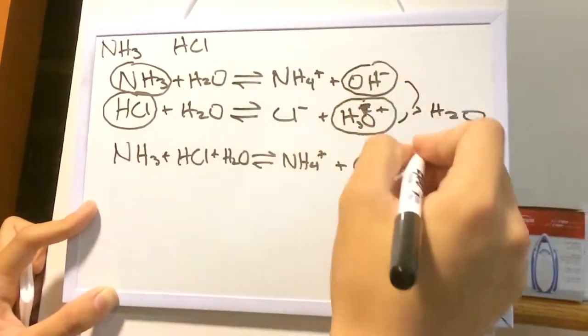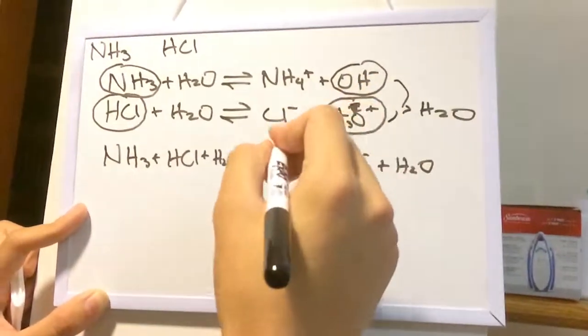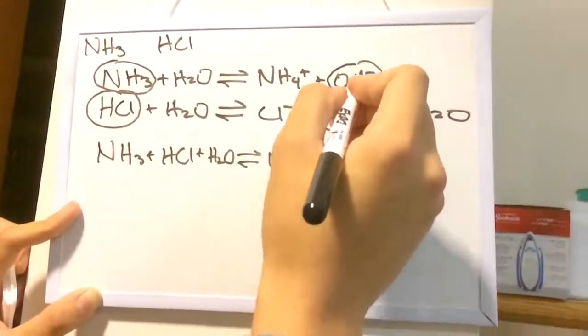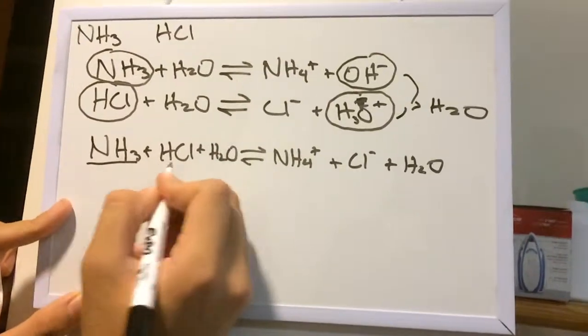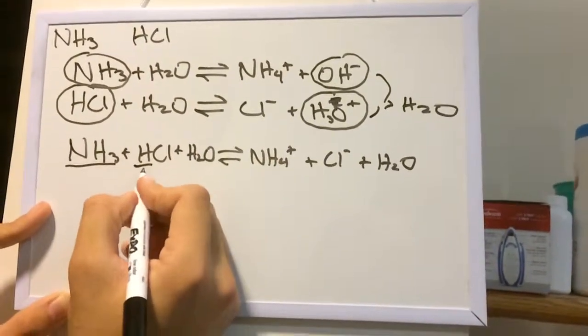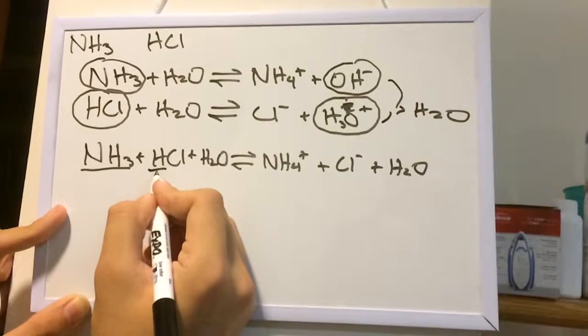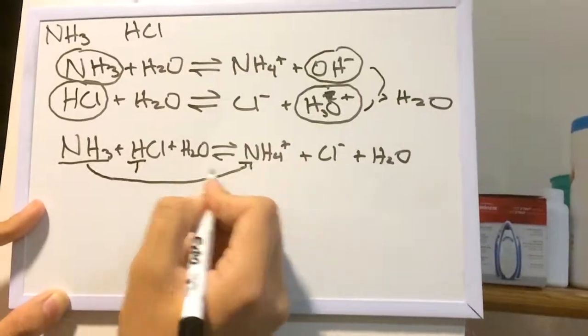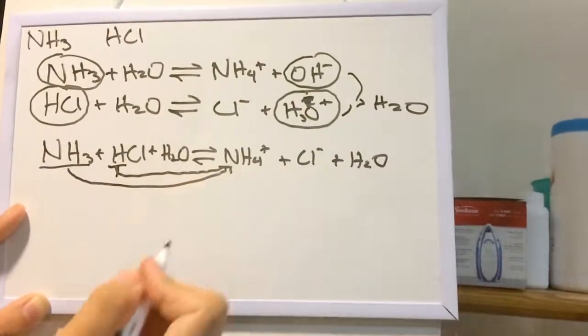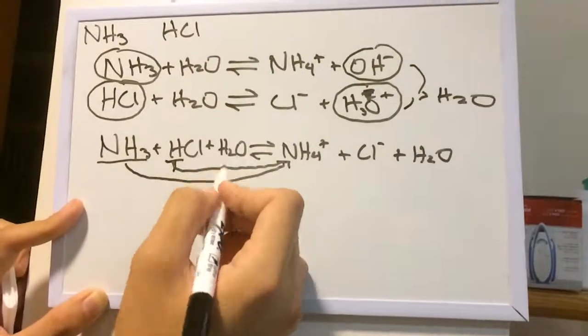So when you combine these two equations, and ammonia is equal to hydrochloric acid, then these two become H2O, and there are no excess hydronium ions or hydroxide ions. This can be explained as the hydrogen ion from hydrochloric acid combines with the ammonia to form ammonium, leaving none to react with the water.